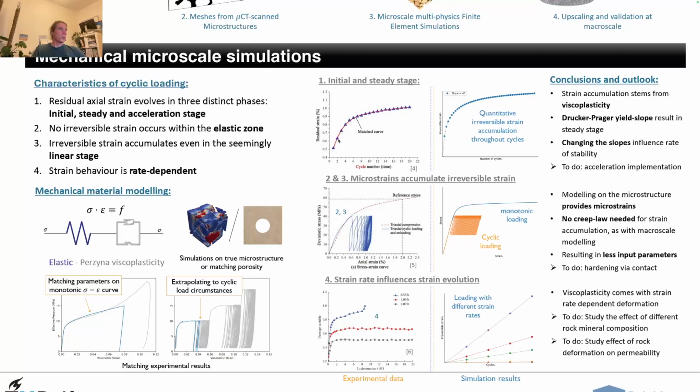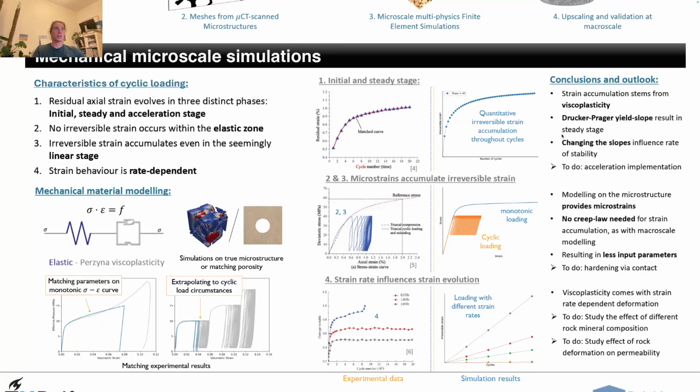At first and foremost, I can find that viscoplasticity indeed gives me the strain accumulation which I'm looking for. For each cycle, I have a little bit of an increase of irreversible strain. And if I implement the Drucker-Prager yield surface in my viscoplasticity, I can find the transition between the initial stage, in which the first cycles contribute a lot more, to the steady stage, in which the later cycles contribute less to the irreversible strain accumulation.